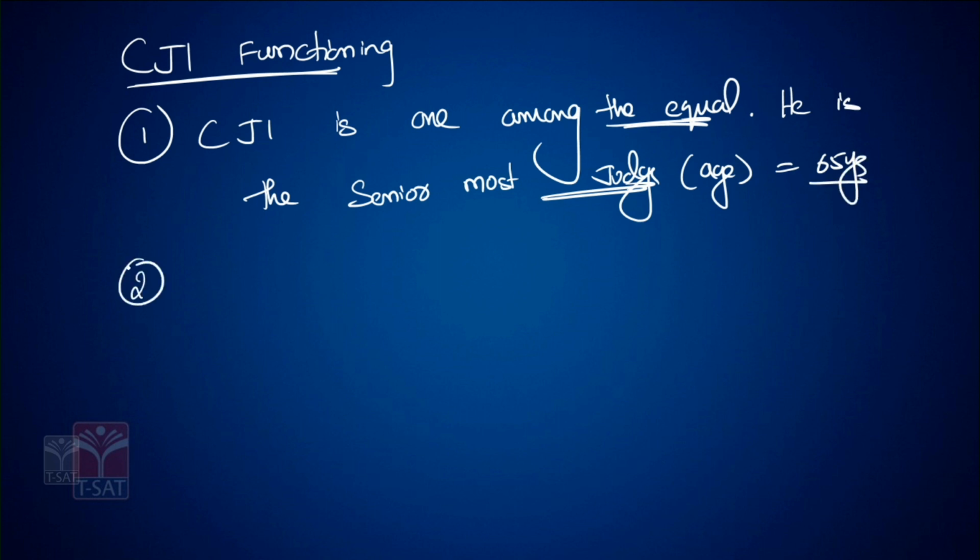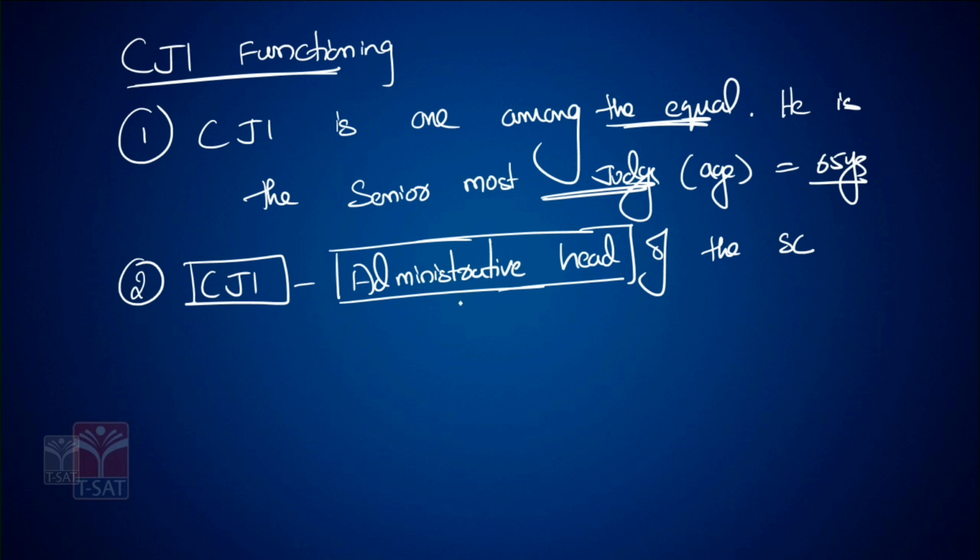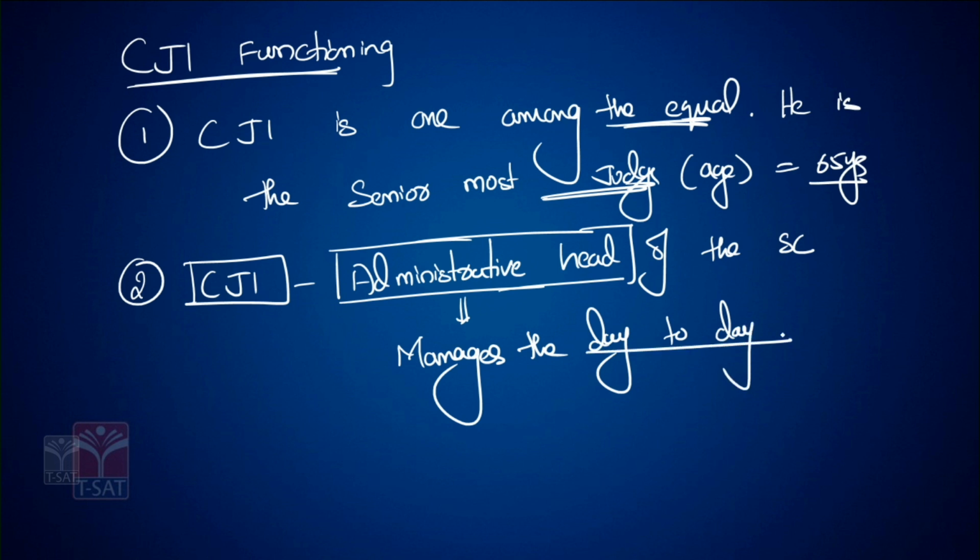Point number 2. What is the meaning of point number 2? The Chief Justice of India is the administrative head of the Supreme Court. What is the meaning of administrative head? He ensures or manages the day-to-day affairs of the Supreme Court. What is the meaning of day-to-day affairs of the Supreme Court?